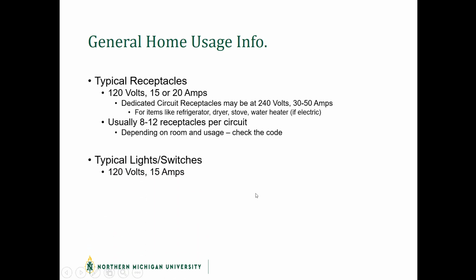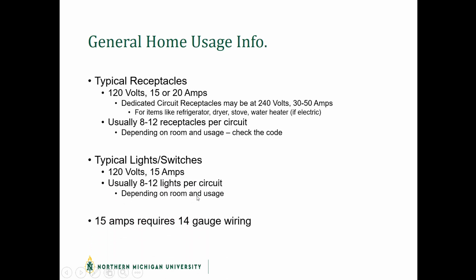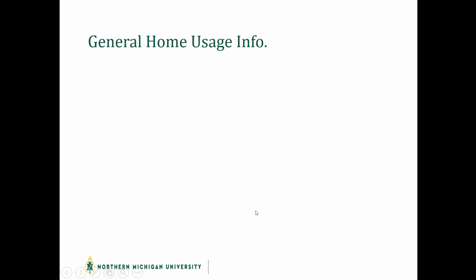So your typical lights and switches are normally on 120 volts. They can be on 15 or 20 amps. I didn't mention that too, but code requires 15. Again, usually 8 to 12 lights per circuit, depending on room and usage. Also, now with LEDs and different low consumption type things, you might be able to get away with a little bit more. But again, follow the code, whatever that might be. And just a reminder, 15 amps requires 14 gauge wire, 20 amps requires 12 gauge wire.